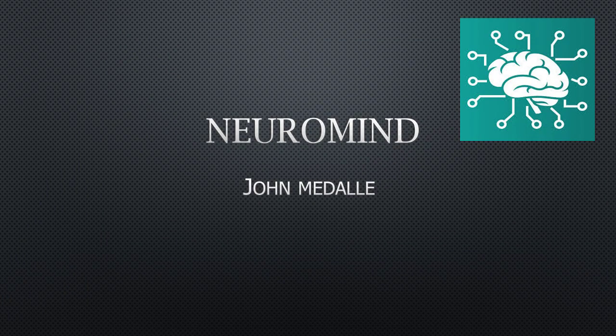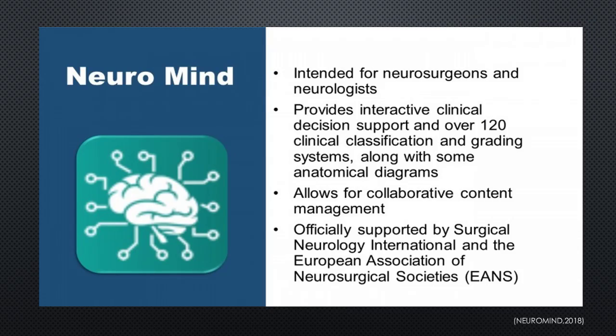I'll be talking about NeuroMind, an application intended for neurology purposes, and it is basically intended for neurosurgeons, neurologists, and some nurses practicing on the neuro floor. So it provides interactive clinical decision support and over 120 clinical classifications and some grading systems along with some anatomical diagrams. And it is basically supported officially by the Surgical Neurology International and the European Associations of Neurosurgical Societies.